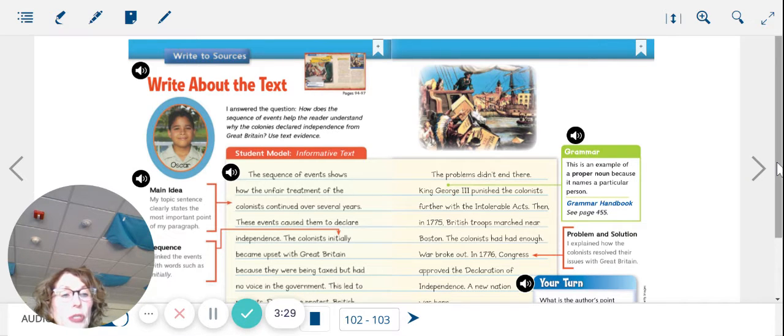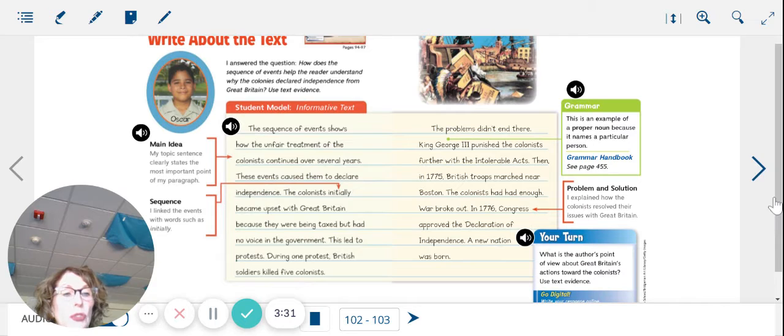All right, next the student has used his notes that he had taken in sequential order, or the order in which they occurred, and he used those notes in his text. He begins by using a strong word, initially, to show that initially the colonists became upset with Great Britain because they were being taxed. One of those taxes was the Stamp Act. Then this led to protests, and during one protest, British soldiers killed 5 colonists.